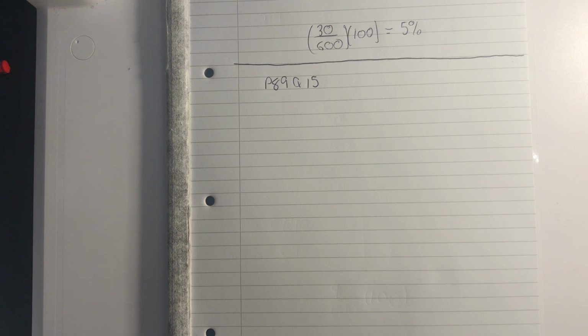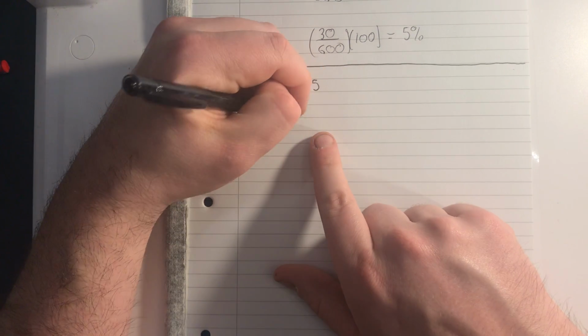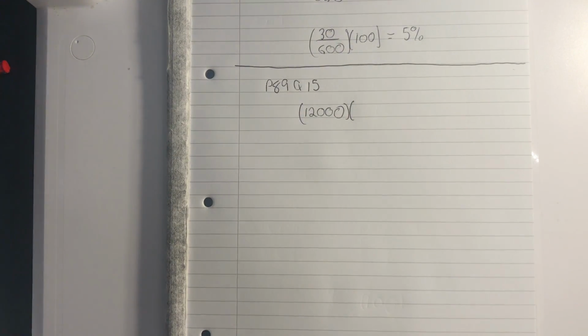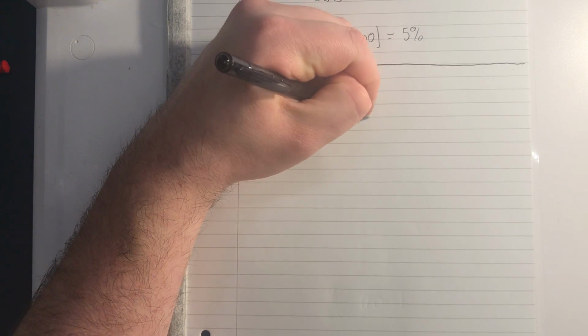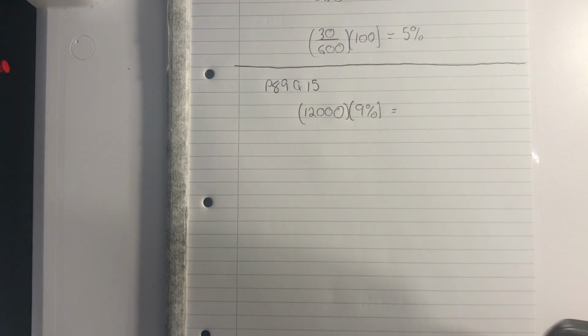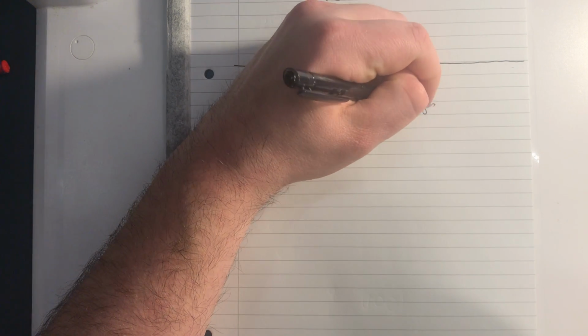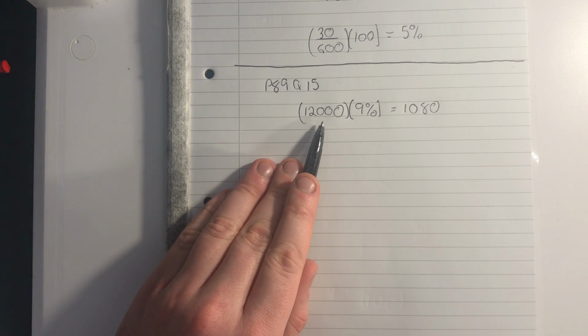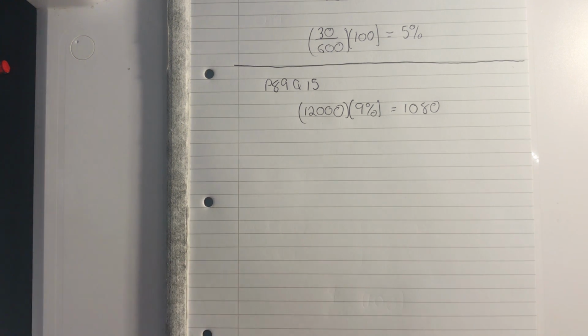A farmer borrowed 12,000 from a bank at 9% per annum compound interest. What did he owe the bank at the end of 3 years? Okay, so he starts off with 12,000, and this grows by 9%. Multiply by 9%, so that's equal to 1080. So he started that year with 12,000, and during the year it grew by 1,080.